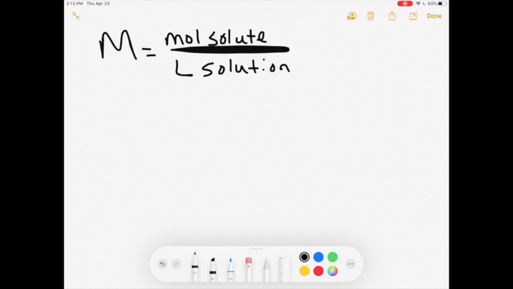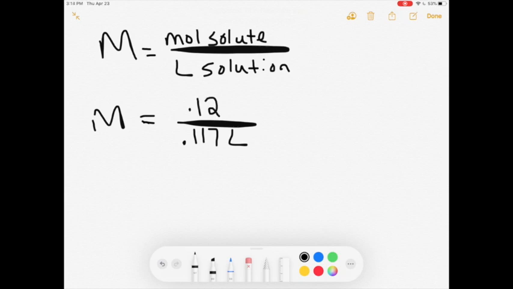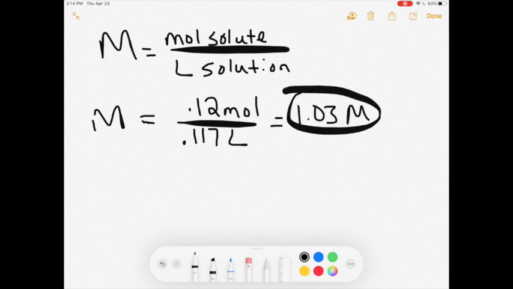Okay, our problem tells us that the solution is 117 mL. So we just need to change that to liters, so we just divide by 1,000. So it's 0.117 liters. And we've already figured out the moles of our solute. It was 0.12 moles of silver nitrate. Okay, we divide those two and we get 1.03 molar. So there's the molarity of our solution.